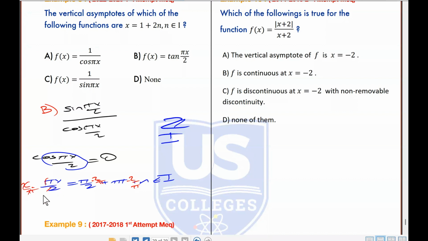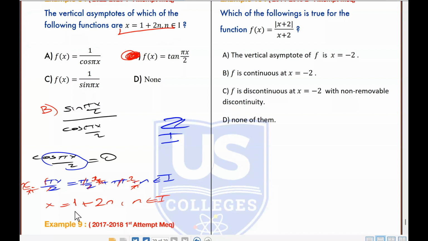So x is alone on the left, on the right, the 2's will cancel each other. 2 over pi, the pi's will also cancel each other. You'll have 1 here, plus, and the pi's will cancel each other. You have 2n. So x is equal to 1 plus 2n, where n is an integer. So it is option B then.